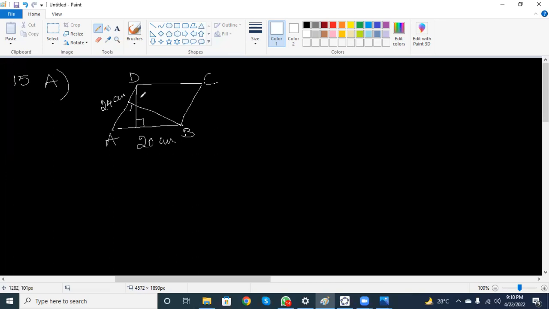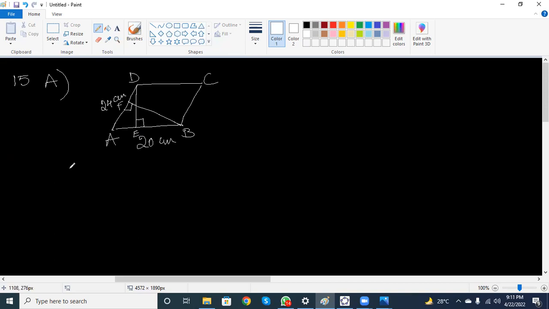And DE and BF are the altitudes of these two parallelograms. Altitudes means height. Perpendiculars, that's the perpendiculars they have drawn. These two are heights of this parallelogram. So find DE and BF is the question.